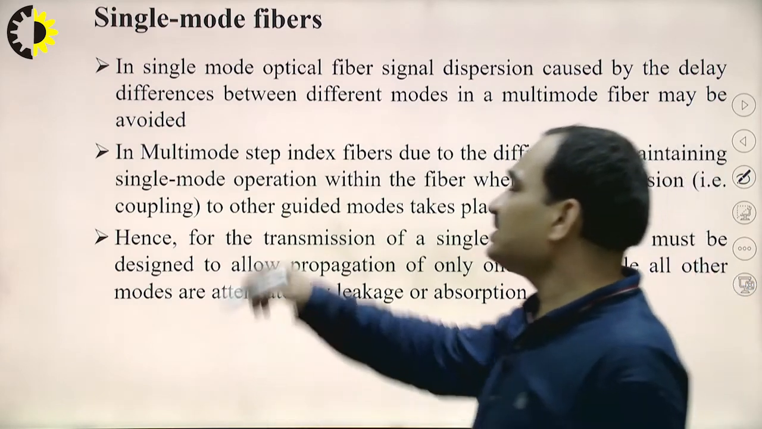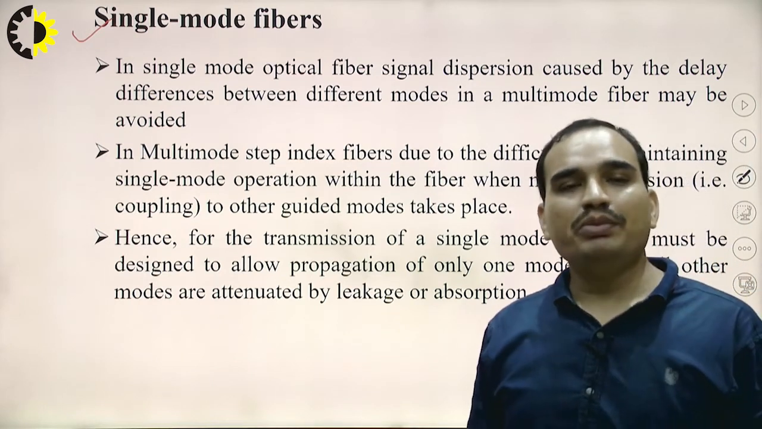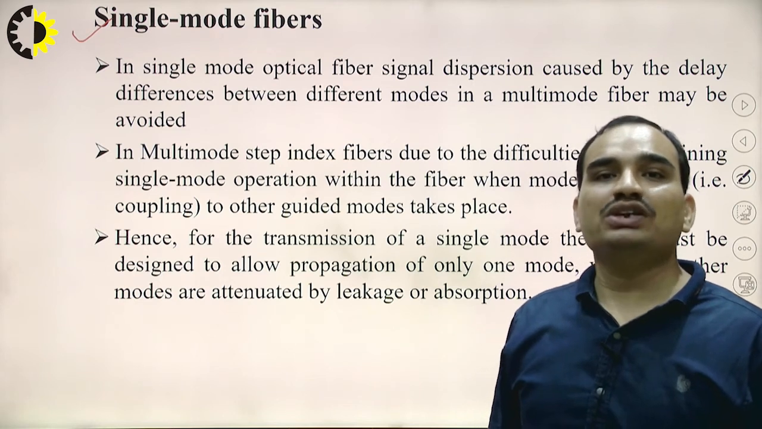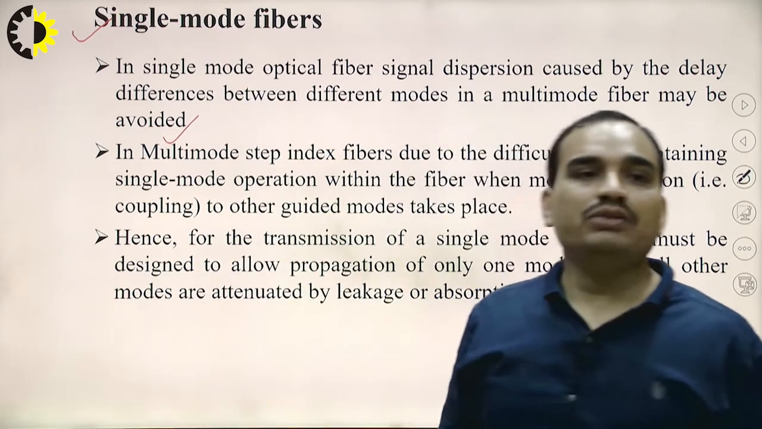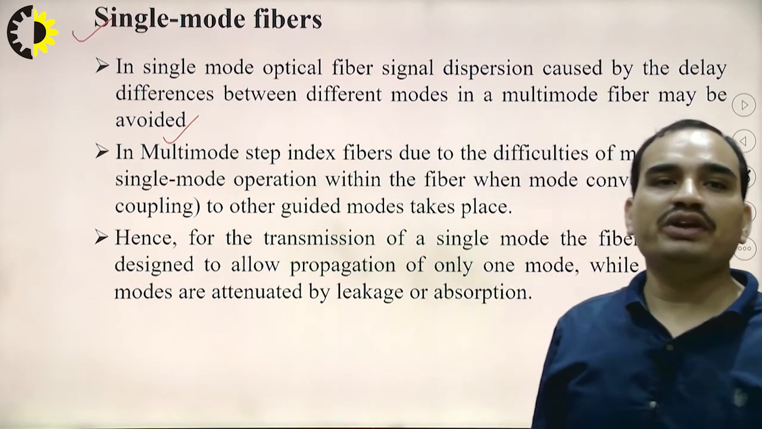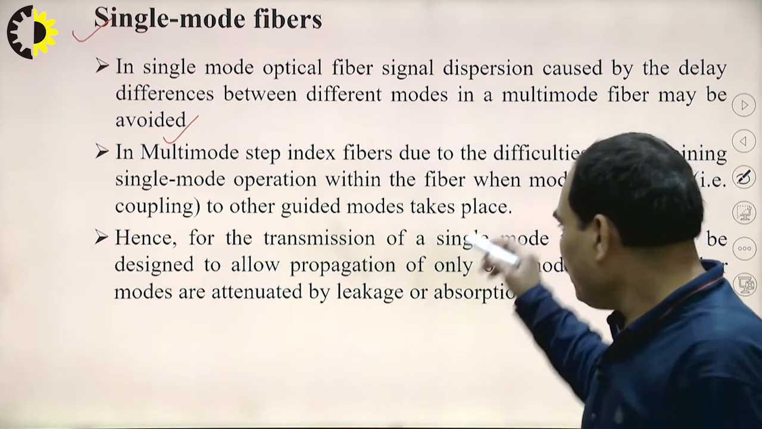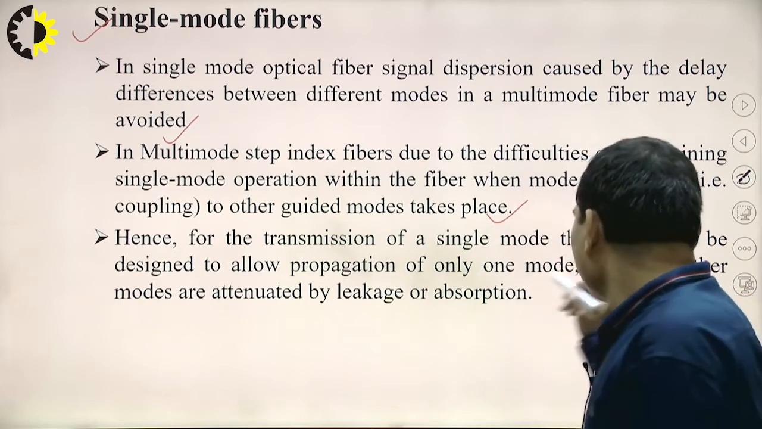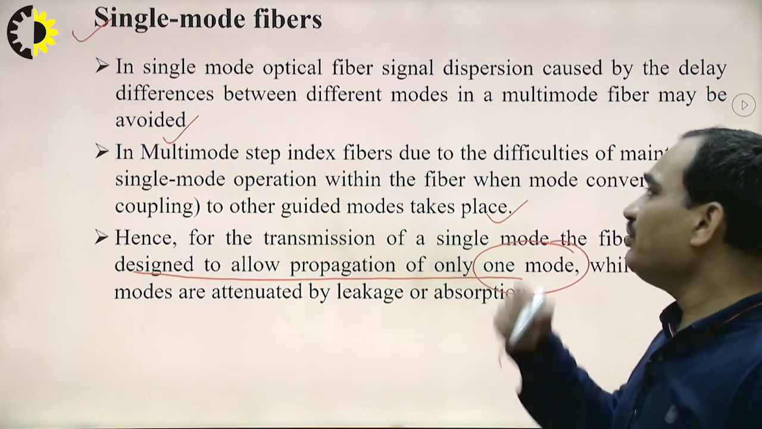When we are talking about the single mode fiber, only one mode propagates inside a single mode fiber. So in single mode optical fiber, signal dispersion caused by the delay difference between the different modes in a multimode fiber may be avoided. That's why we may use single mode fiber. In multimode step index fibers, there are difficulties of maintaining single mode operation within the fiber when mode conversion to other guided modes takes place. Hence, for the transmission of a single mode, the fiber must be designed to allow the propagation of only one mode. This is important because we are calling it single mode.